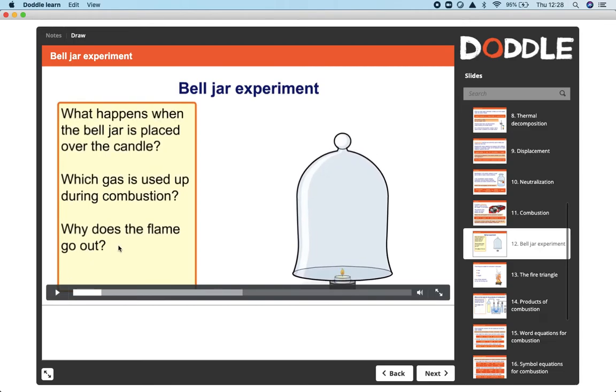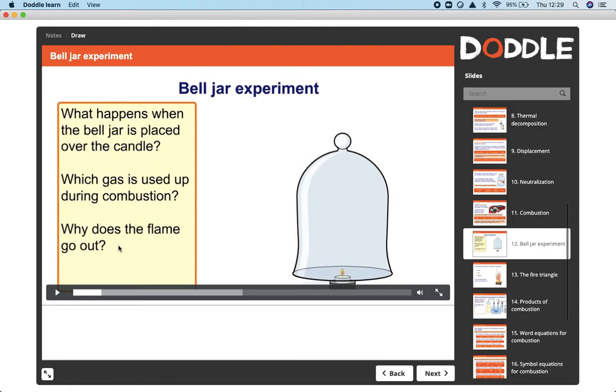Okay, so what happens when the bell jar is placed over the candle? I don't know if anybody has ever had what are called snuffers. They're about the shape of a bell jar, but small, with a little handle on them, and they're used to put out candles. So when this bell jar goes down over this candle, the candle will go out.